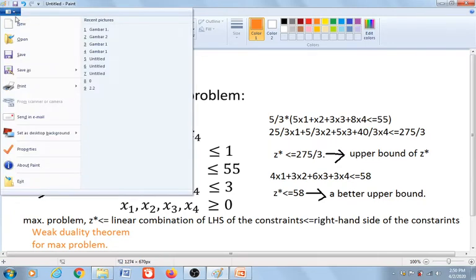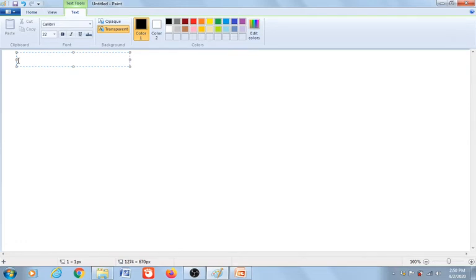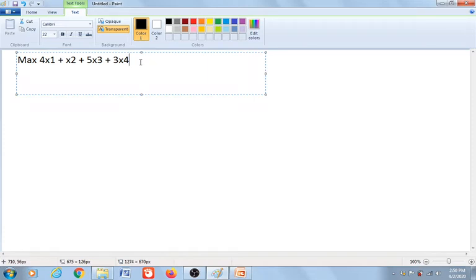Okay, what I'm gonna do, I'm gonna copy this problem again. So the problem is max 4x1 plus x2 plus 5x3 plus 3x4, and then subject to x1 minus x2 minus x3 plus 3x4, and that is less than or equal to 1.